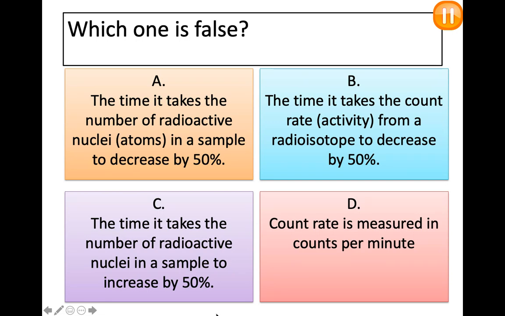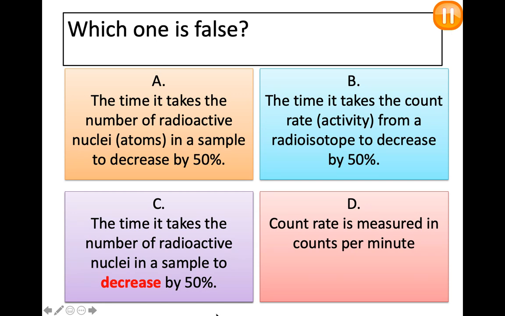Okay, so which answer is false? A, the time it takes the number of radioactive nuclei in a sample to decrease by 50%. So is that a definition of half-life? Or is it B, the time it takes the count rate or activity from a radioisotope to decrease by 50%? Is it C, the time it takes the number of radioactive nuclei in a sample to increase by 50%? Or is it D, count rate is measured in counts per minute? So which statement is false? Press pause to have a go.